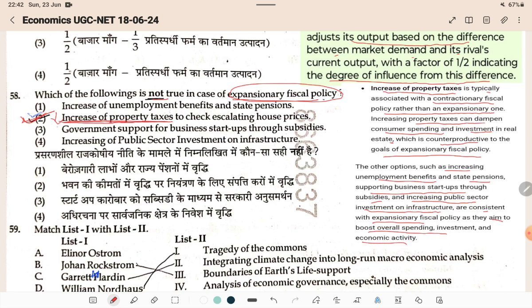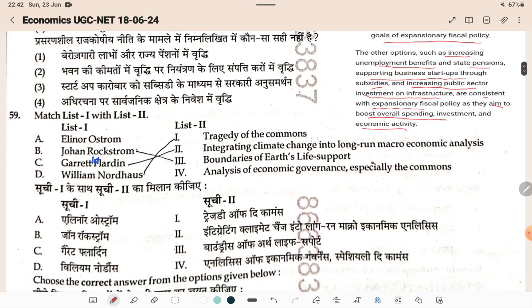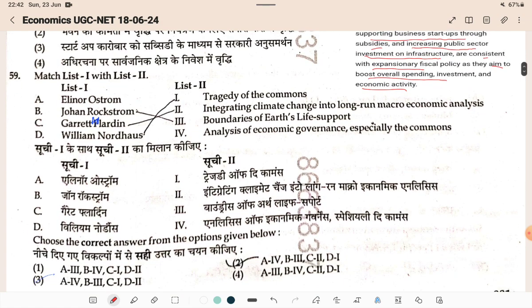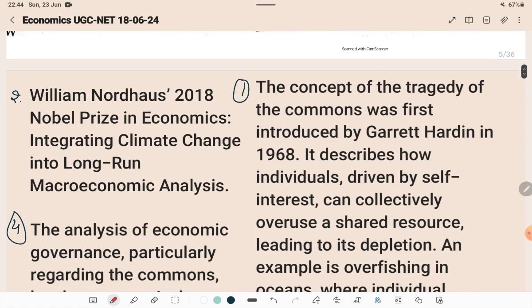So now the next question, a matching question. Firstly, we should know about the tragedy of the commons, and then integrating climate change into the long run macroeconomic analysis, then boundaries of Earth's life support, and after that analysis of economic governance, especially the commons.